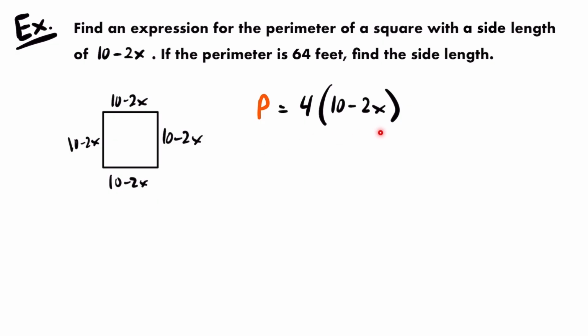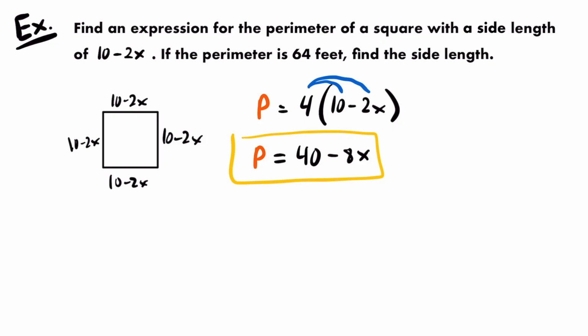All right, so that's the setup for an expression that represents the perimeter, but let's simplify it. We can use the distributive property and multiply 4 by both of these two terms, right? We want to multiply 4 by 10 and then 4 by negative 2x. If we do that, the perimeter P will be equal to 4 times 10, which is 40, and then 4 times negative 2x will be negative 8x, right? 4 times negative 2 is negative 8, and then you keep that same variable part. And that right there would be the expression that represents the perimeter of this square. The perimeter P is equal to 40 minus 8x.